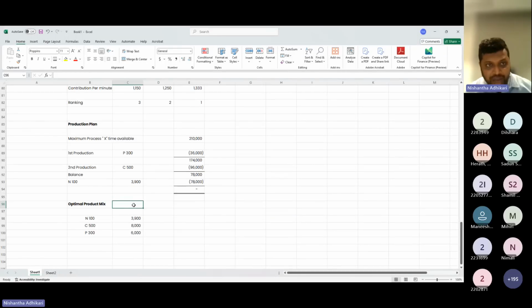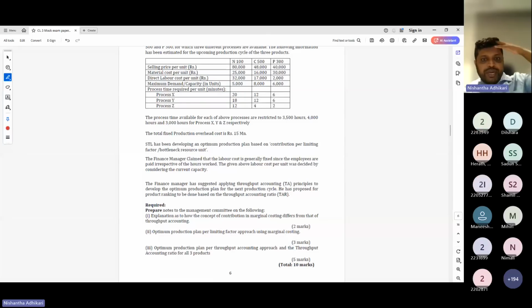Now we have to see how the production plan looks with the next requirement. If we apply it, we'll see. I will share the exam paper again. Optimum production plan as per throughput accounting approach and the throughput accounting ratio for all three products. Okay, we will go back to the calculation.